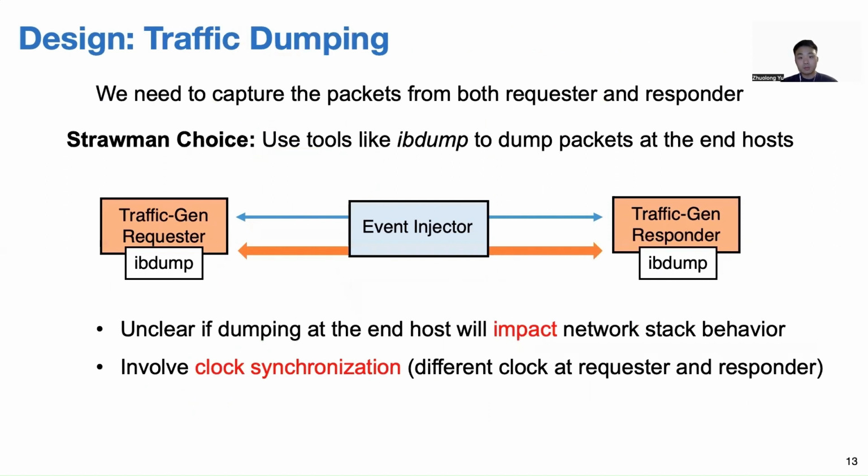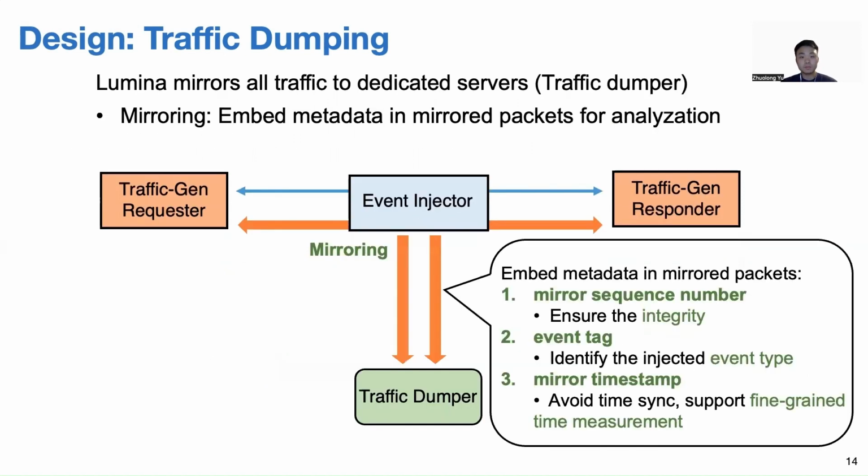Next, let's talk about traffic dumping. We need to capture packets from both the requester and the responder. One choice is to use tools like IB-dump or TCP-dump to dump packets at the end host. However, it is unclear if dumping at the end host will impact the network behavior. Besides, dumping packets at two servers may involve clock synchronization, which is hard to deal with.